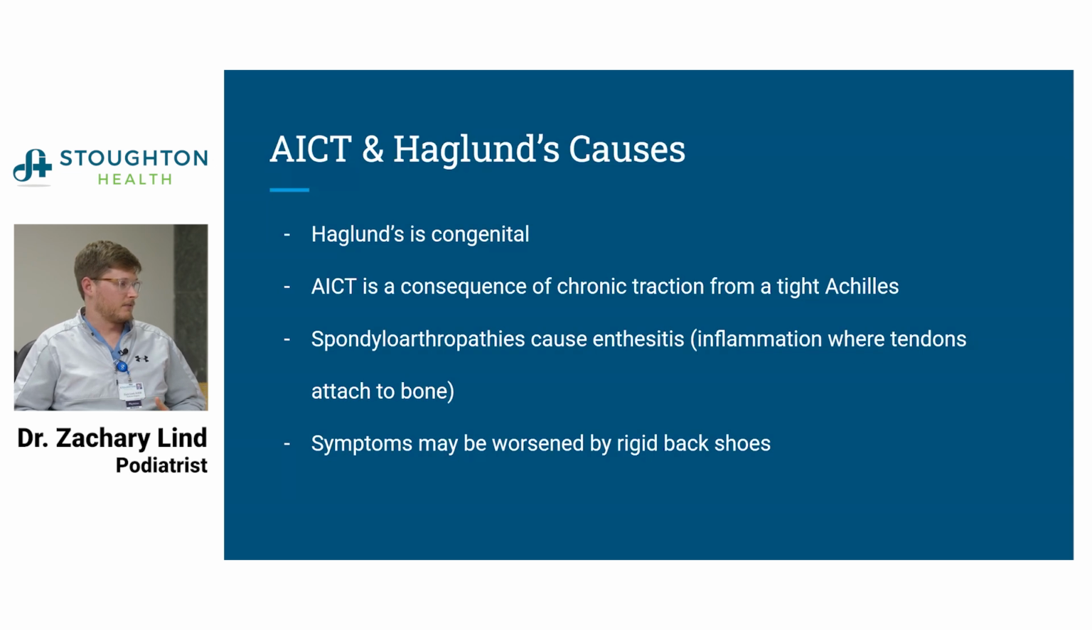Achilles insertional calcific tendinosis is, again, that kind of big unsightly spike that's in the back, that spur at the back. And it's typically a consequence of just chronic traction and pull from a tight Achilles tendon or equinus. Spondyloarthropathies, such as ankylosing spondylitis, cause what's known as enthesitis, which is just an inflammation where tendons attach to bone.